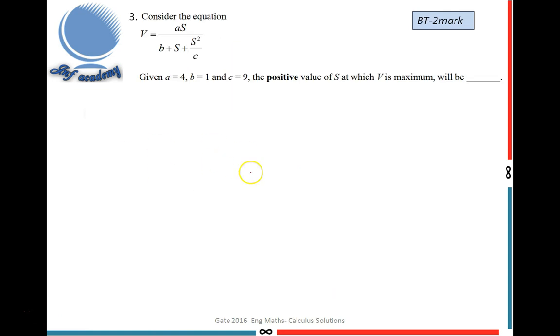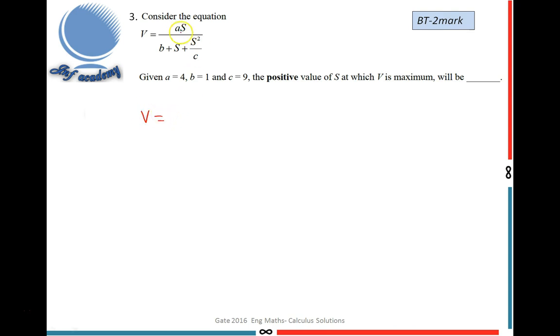Now the third problem, consider the equation. Equation V is given and A, B, C are all constant. Those values are also given. The positive value of S at which V is maximum will be dash. This question is from the BT department. It has 2 marks. First I take the given equation V.